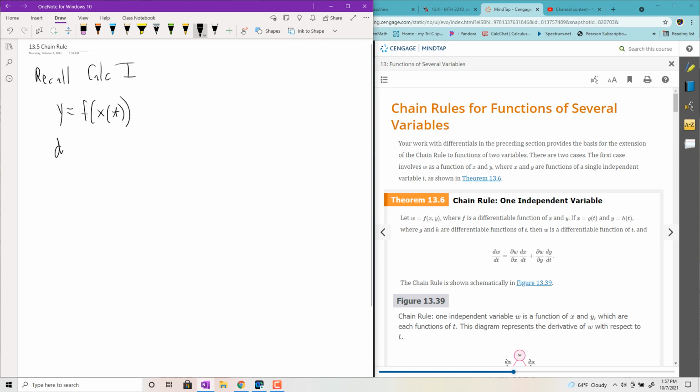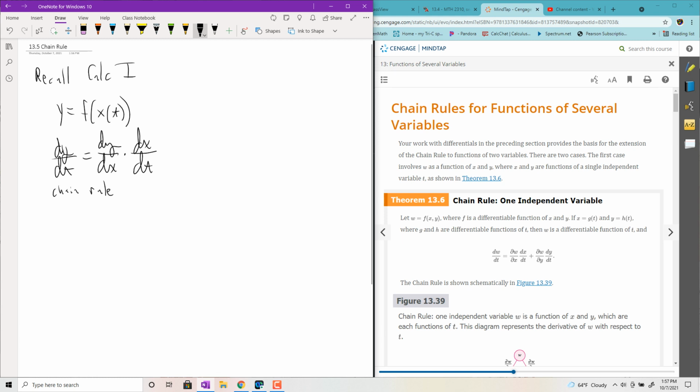So the derivative of y with respect to t is going to be the derivative of y with respect to x times the derivative of x with respect to t. There we go. Okay, so that's the chain rule from Calc 1.